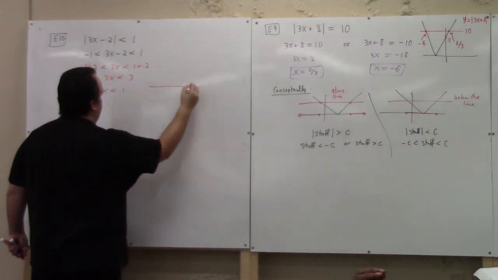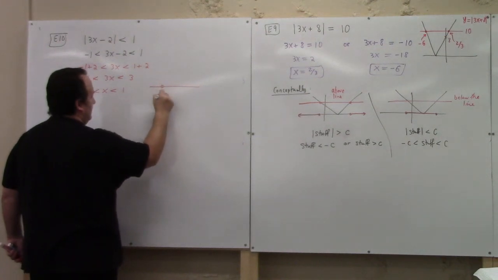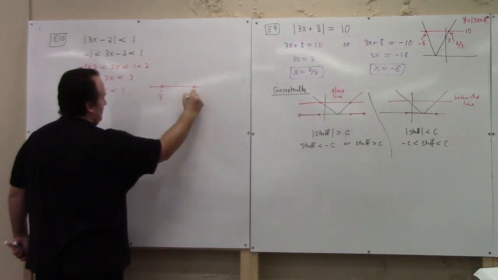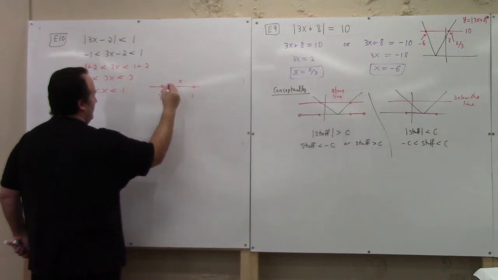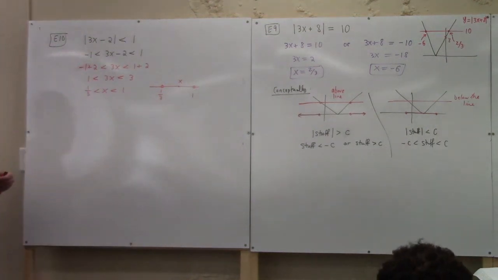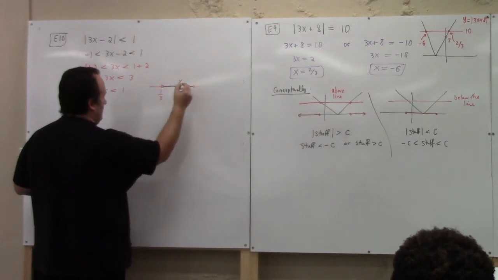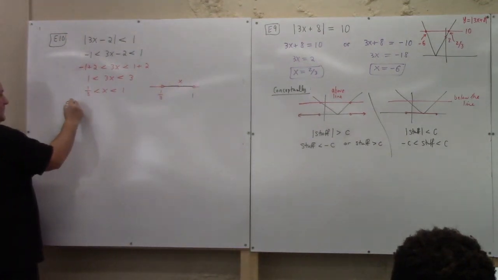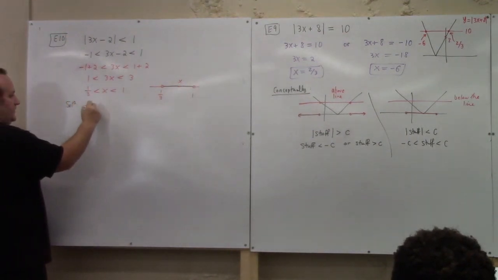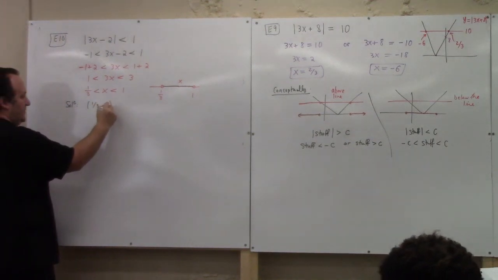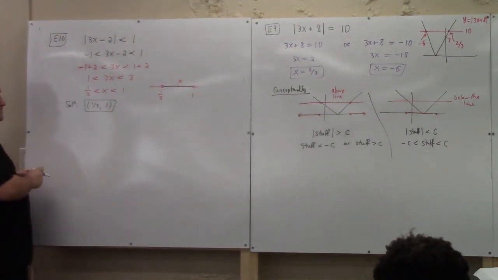Here's a number line picture for that. So you're between 1/3 and 1, right? X is up in here somewhere. So what's the answer in interval notation? Interval notation, we want 1/3 not included all the way over to 1. There you go.